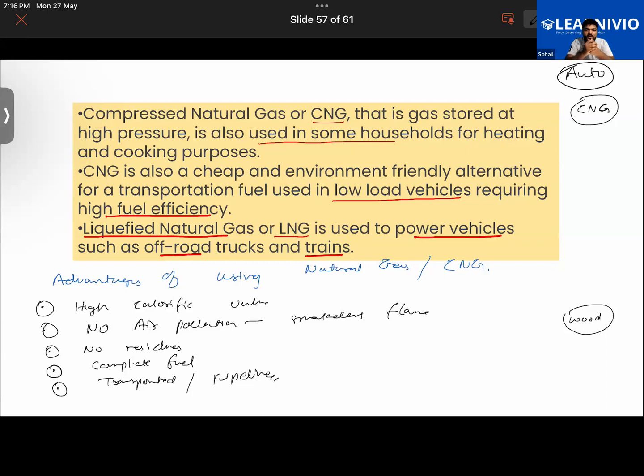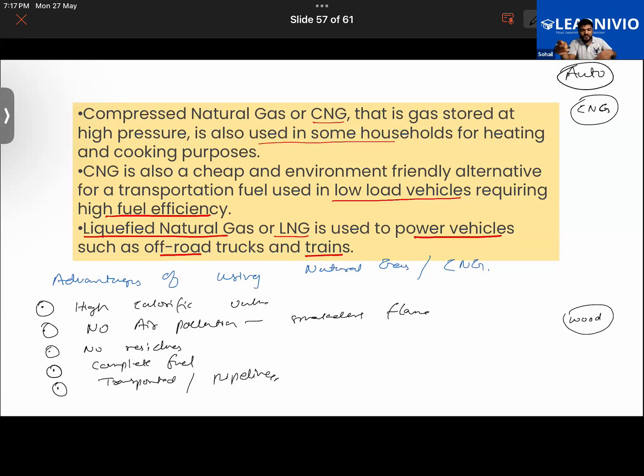Now, there's one more important thing about natural gas. You know that natural gas is used as a source of hydrogen gas also, that is needed to manufacture fertilizers. I'm repeating this: natural gas is used as a source of hydrogen gas that is needed to manufacture fertilizers. To manufacture fertilizer, you need hydrogen gas. Where do you get it? You can get it from natural gas.